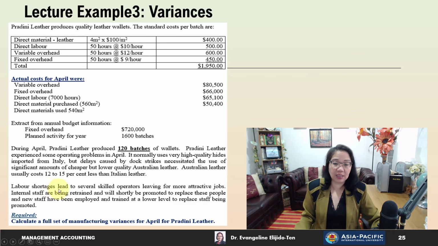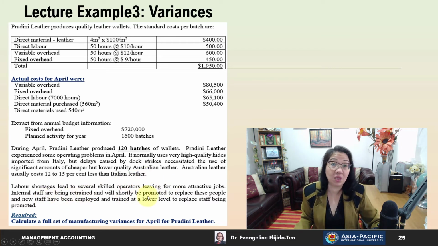We are also told that labor shortages led to several skilled operators leaving for more attractive jobs. Internal staff are being retrained and will shortly be promoted to replace these people, and new staff have been employed and trained at a lower level to replace staff being promoted. So the requirement is to calculate a full set of manufacturing variances for April for Pradini Leather.